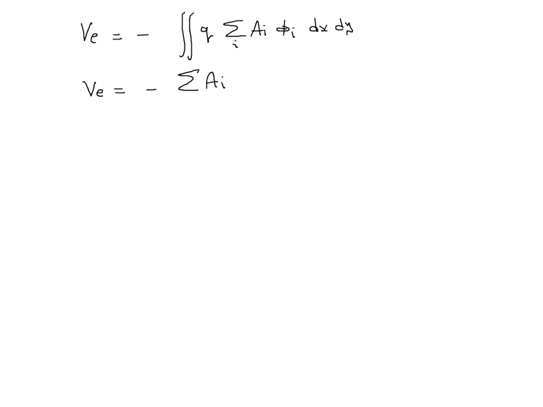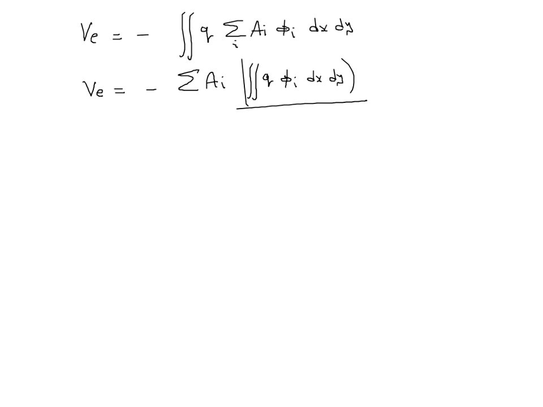Remember that, for example, our V_E is minus integration of Q W, which is nothing other than the summation over i of A_i phi_i, dx dy. The A_i are constants, so they can be pulled out of the integration. You can always exchange integration and summation because they are both linear operators. So from here, you can write this as minus summation A_i integration Q phi_i dx dy.